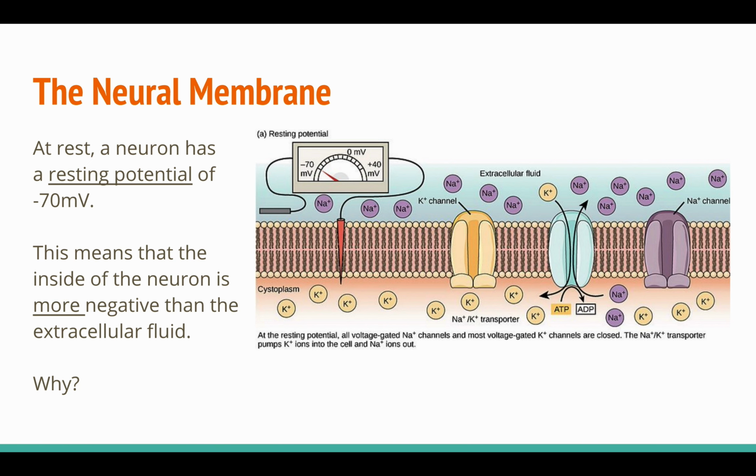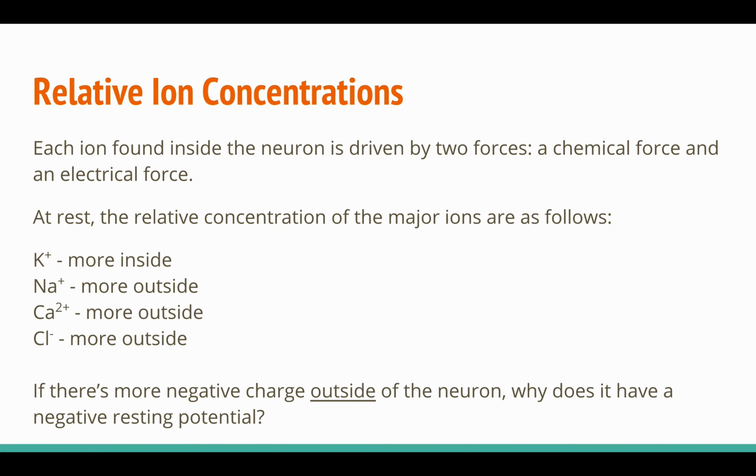This is due to the concentration of ions in and around the neuron. The movement of these ions across the membrane is responsible for nearly all of the neural activity we observe. For that reason, it's important to consider the relative ion concentrations inside and outside of the cell. In a resting neuron, there are more potassium ions inside of the cell, and there are more sodium, calcium, and chlorine ions outside the cell.